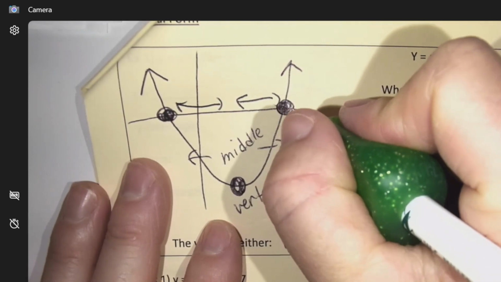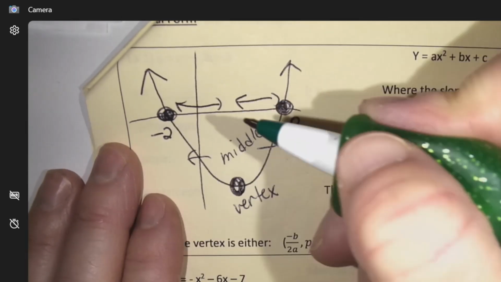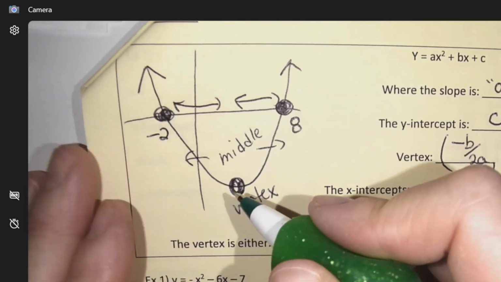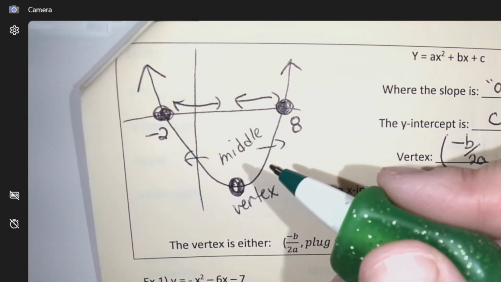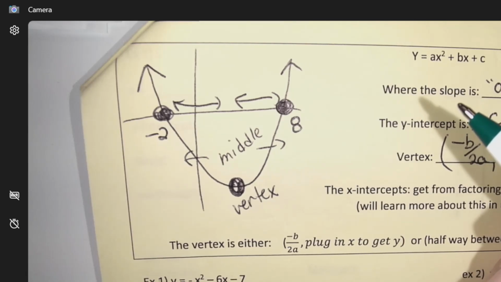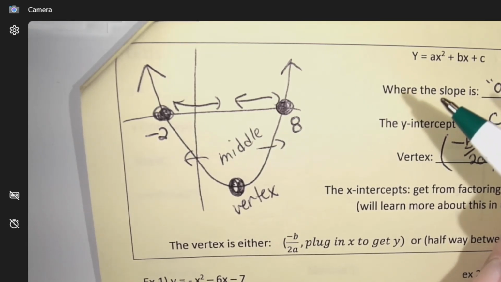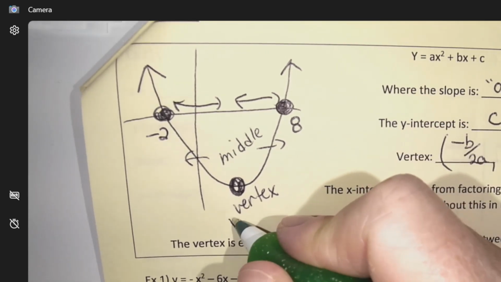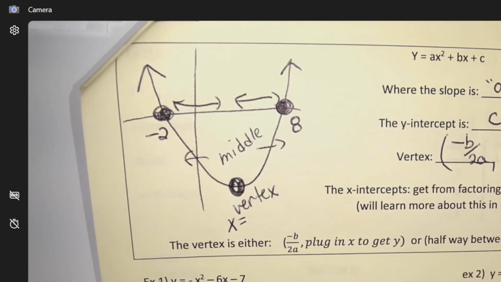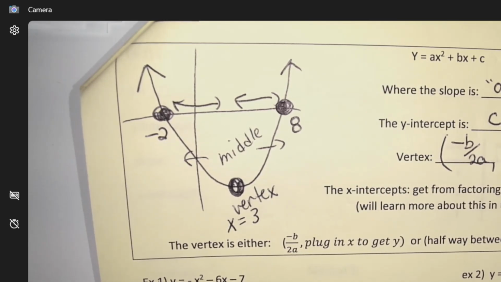So for instance, if this was at 8 and this was at -2, what would the x value be in the middle of those values? If you ever want to think about the middle, you can add them and then divide by 2. So what x value is smack dab in the middle of that? 3? Or they're 10 apart, so you need to move 5 jumps to get there.